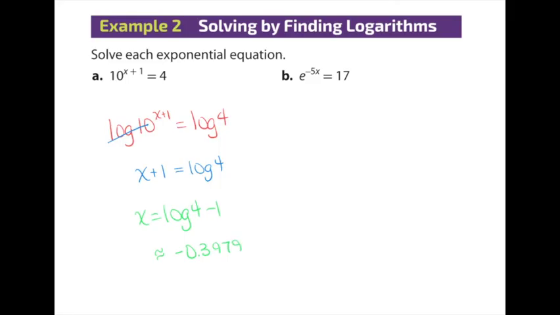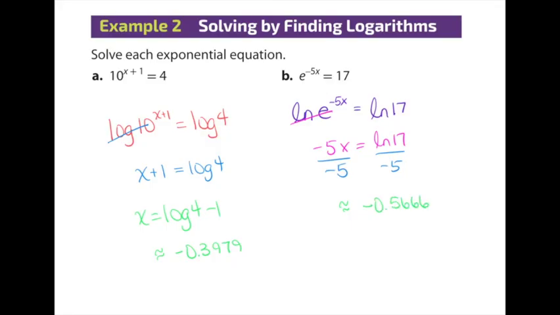All right. When you have something like b, I obviously don't want to use common log here. I mean, you could, but that's not the easiest way to do it. If I have something like this, I'm going to use natural log. Natural log of e to the negative 5x equals natural log of 17. My natural logs cancel each other out. Negative 5x equals natural log of 17. Divide both sides by negative 5. When you put that into your calculator, you get approximately negative 0.5666, decimal approximation.